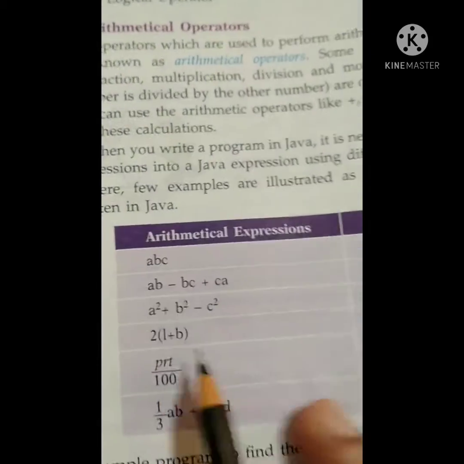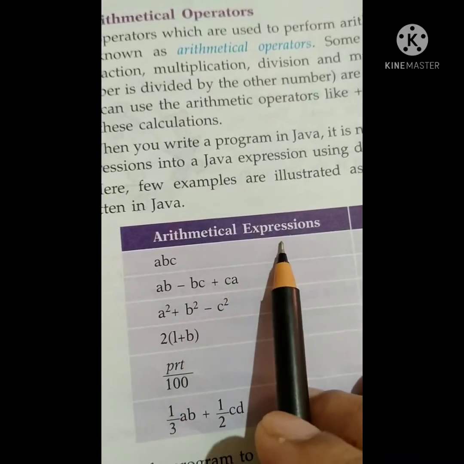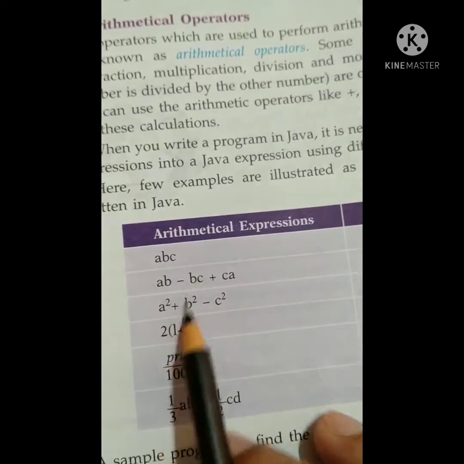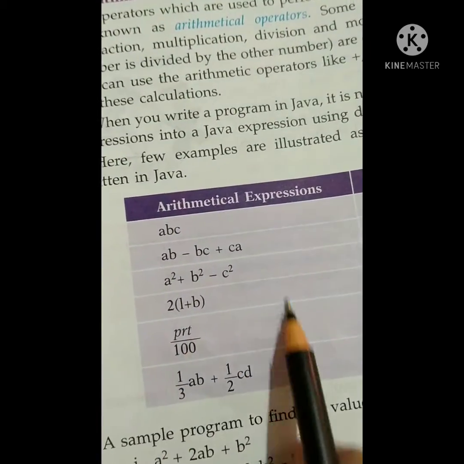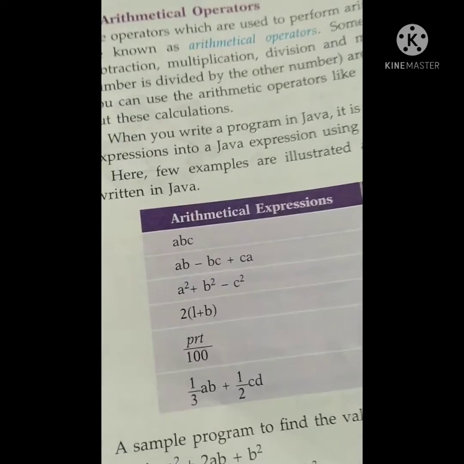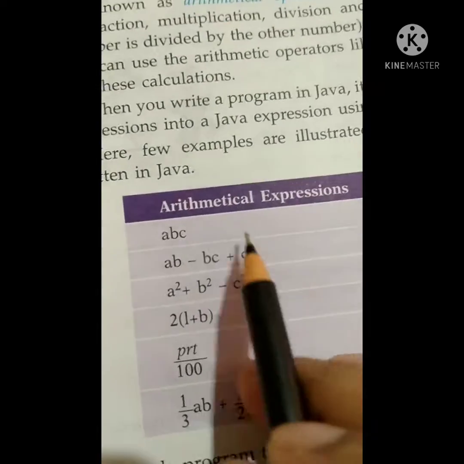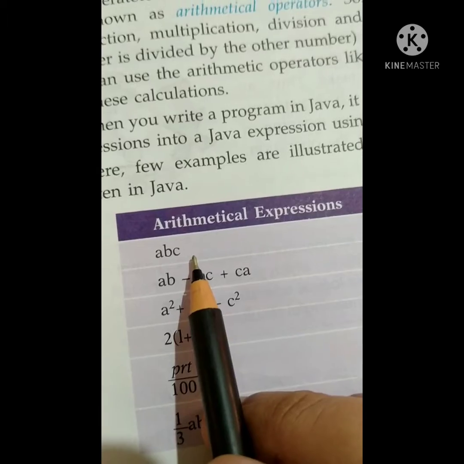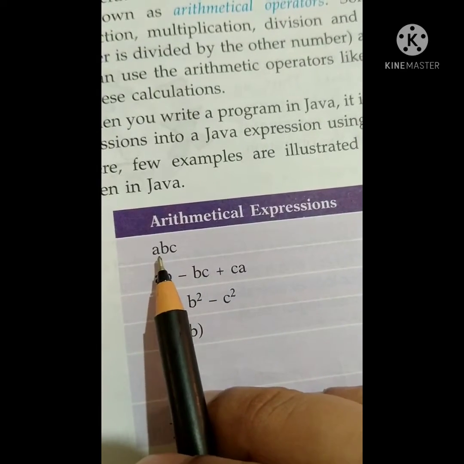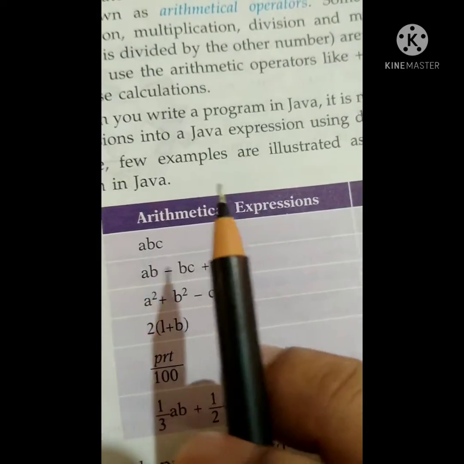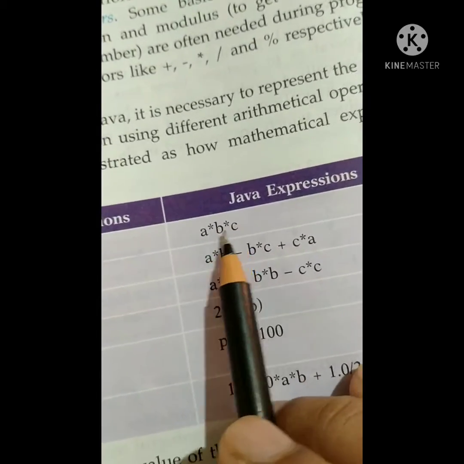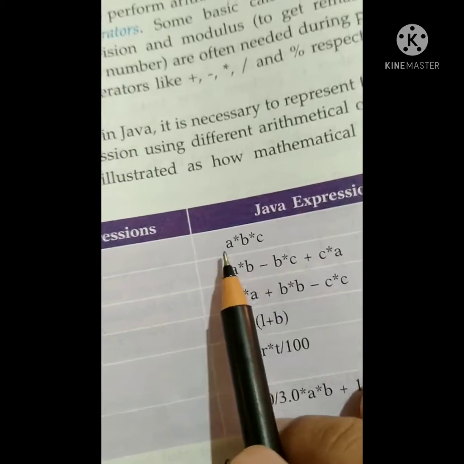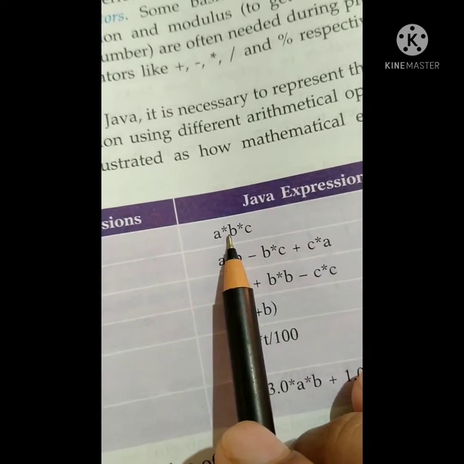Here you see we have three operands. In an arithmetical expression, these things we write in math like this. We all write like this in a mathematical problem: we write ABC. Okay, it means A into B into C. So in the Java expression we will write this as A into B into C. The asterisk sign we use to denote a multiplication sign. So A into B into C.